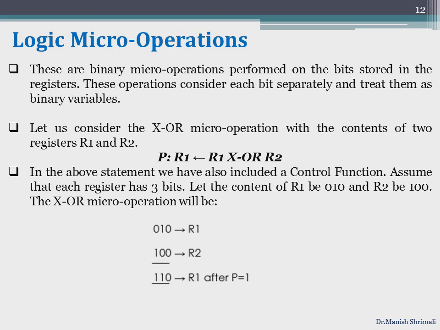Now assume that both of these two registers R1 and R2 have 3 bits. For that, let the content of R1 be 010 and content of R2 be 100. So the exclusive OR micro operation will provide us the result as given below, where we are having 110, which is R1 after we have assigned P equal to 1.